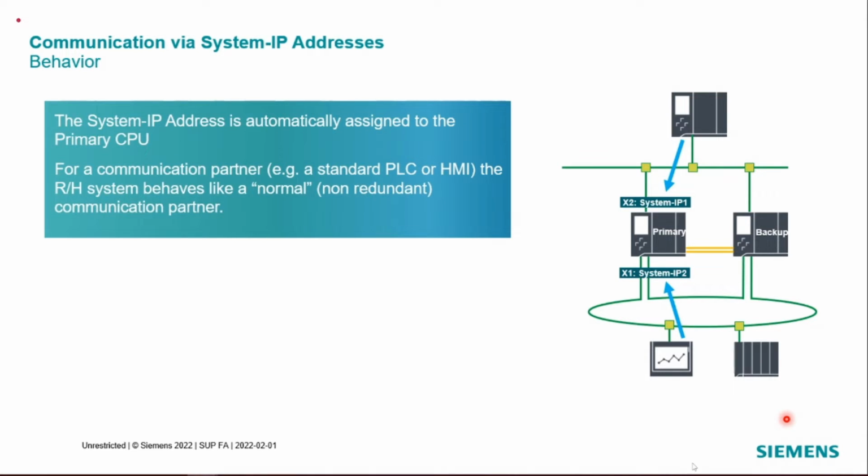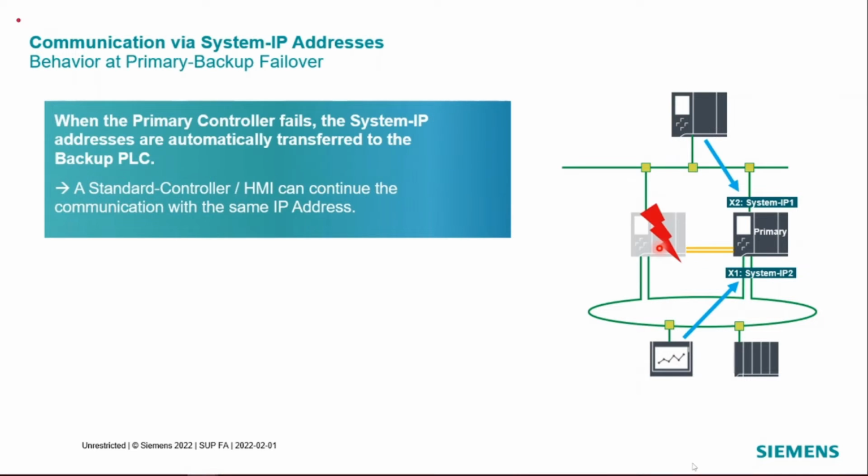So this is the behavior. Once it is configured and a PLC is communicating with the primary, and there is a failure in the primary CPU and a changeover happens to the backup, and the backup is now primary, then the HMI is still communicating to this device, as there is no droppage because of the system IP.